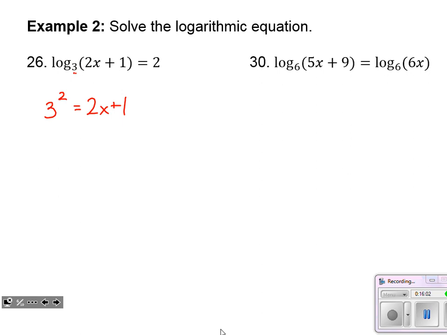Well, I could give this to any freshman in Algebra 1 and they'd be able to solve this. 3 to the second is 9. Let's subtract 1 from both sides. Divide both sides by 2, and I find x equals 4. Now, I want to double check. Can I plug that in safely without making the argument negative? I plug in a 4, I get 2 times 4 plus 1, that's 9. Yep, it works.